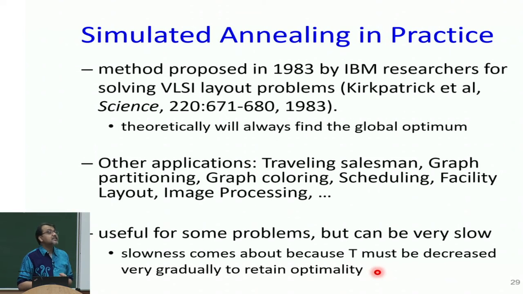Of course, that was never achieved in practice, because for theoretical properties the temperature has to be decreased so slowly that it becomes a useless algorithm, right, very gradually. So, in practice people would reduce the temperature relatively quickly, so that they do not necessarily reach the global optimum, but they still used to reach a very high quality local optimum, right. And you can always do the trick of maintaining the best solution found so far. It had a lot of applications at the time: traveling salesman, graph partitioning, graph coloring, scheduling, facility layout, image processing, and so on and so forth. So, it was a famous algorithm.